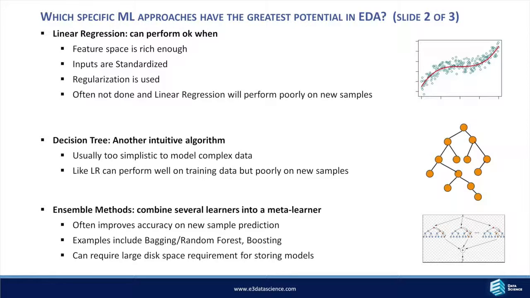Next one, decision tree. I think people are pretty familiar with this. Think of the game 20 questions. It's a pretty intuitive algorithm, although often it's too simplistic to model complex data. Like linear regression, it can do well on the training data, but not so well on new sample data.